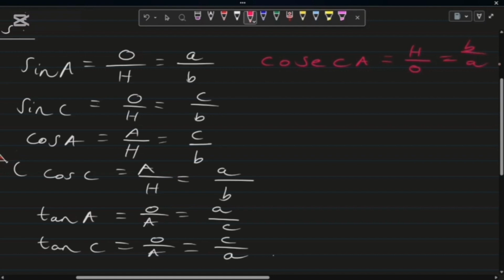Then we must take note of the fact that the inverse of the cos ratio is what we call the sec ratio. So sec A will be the reverse of what we did when we were determining cos A.